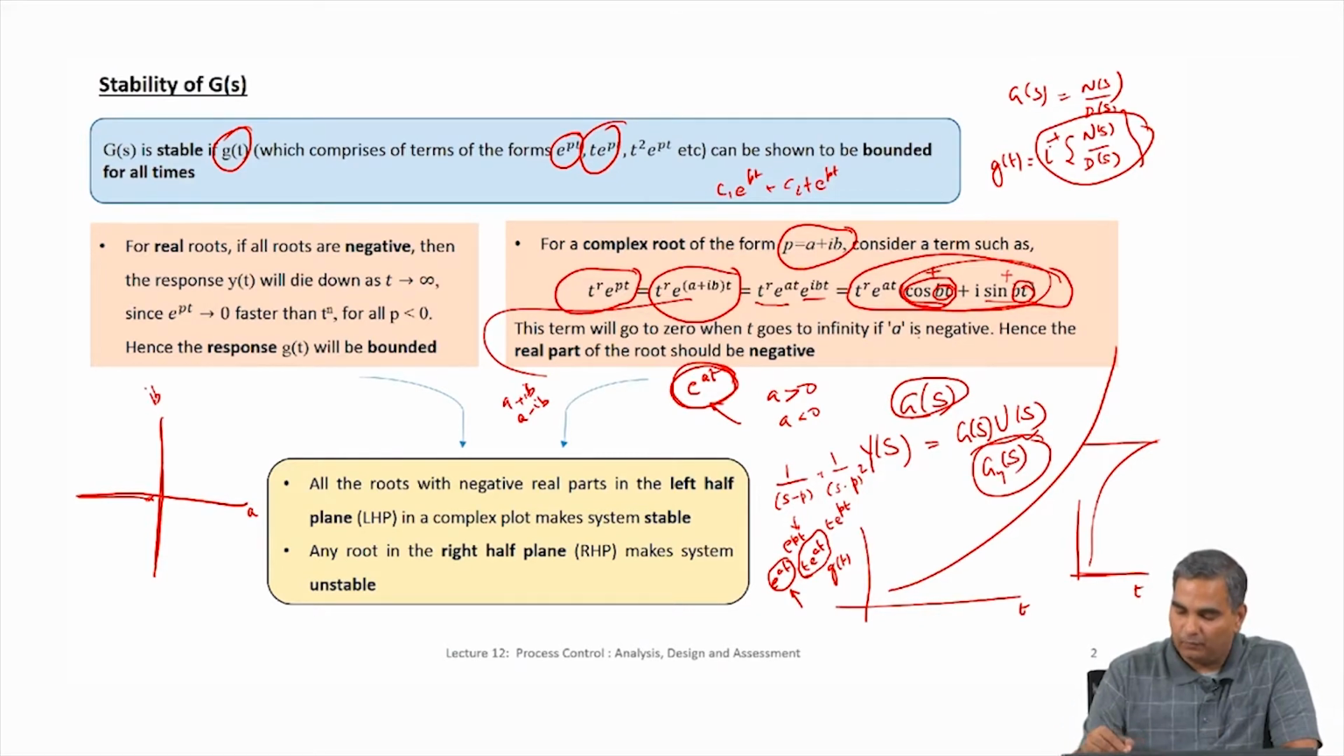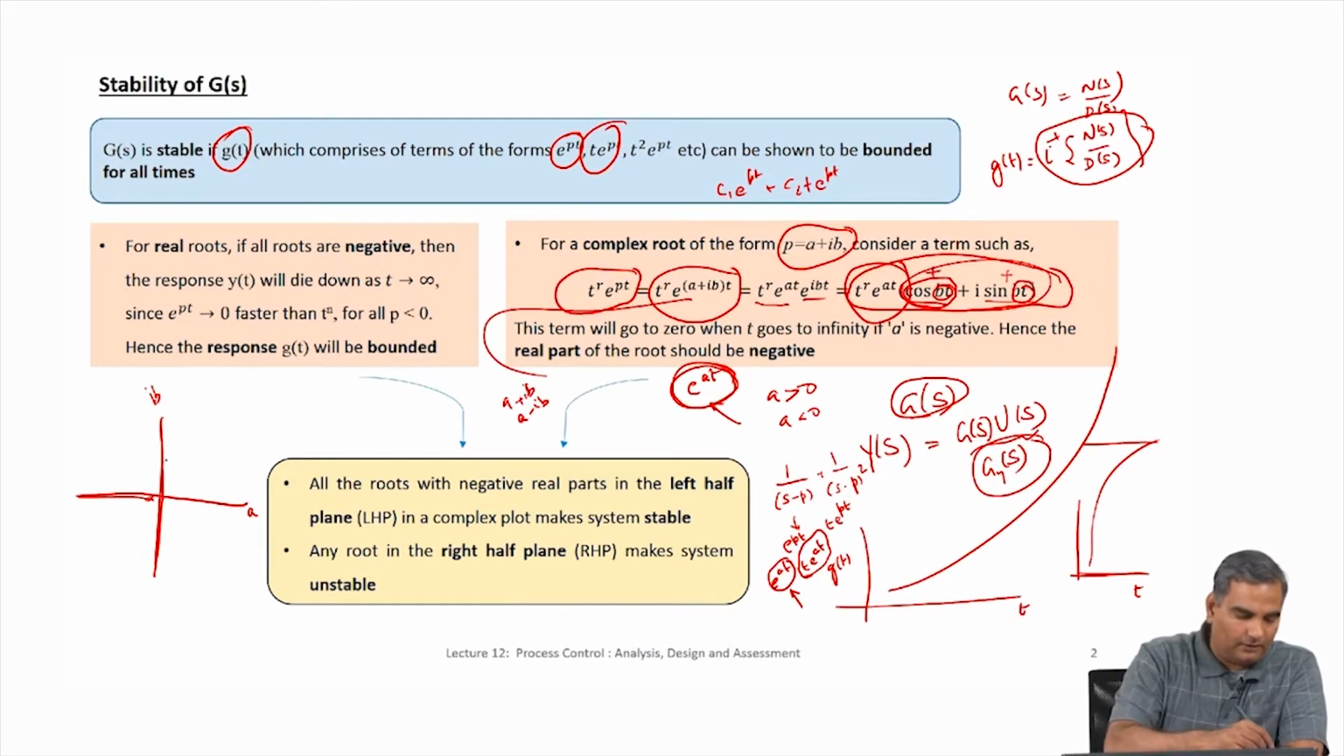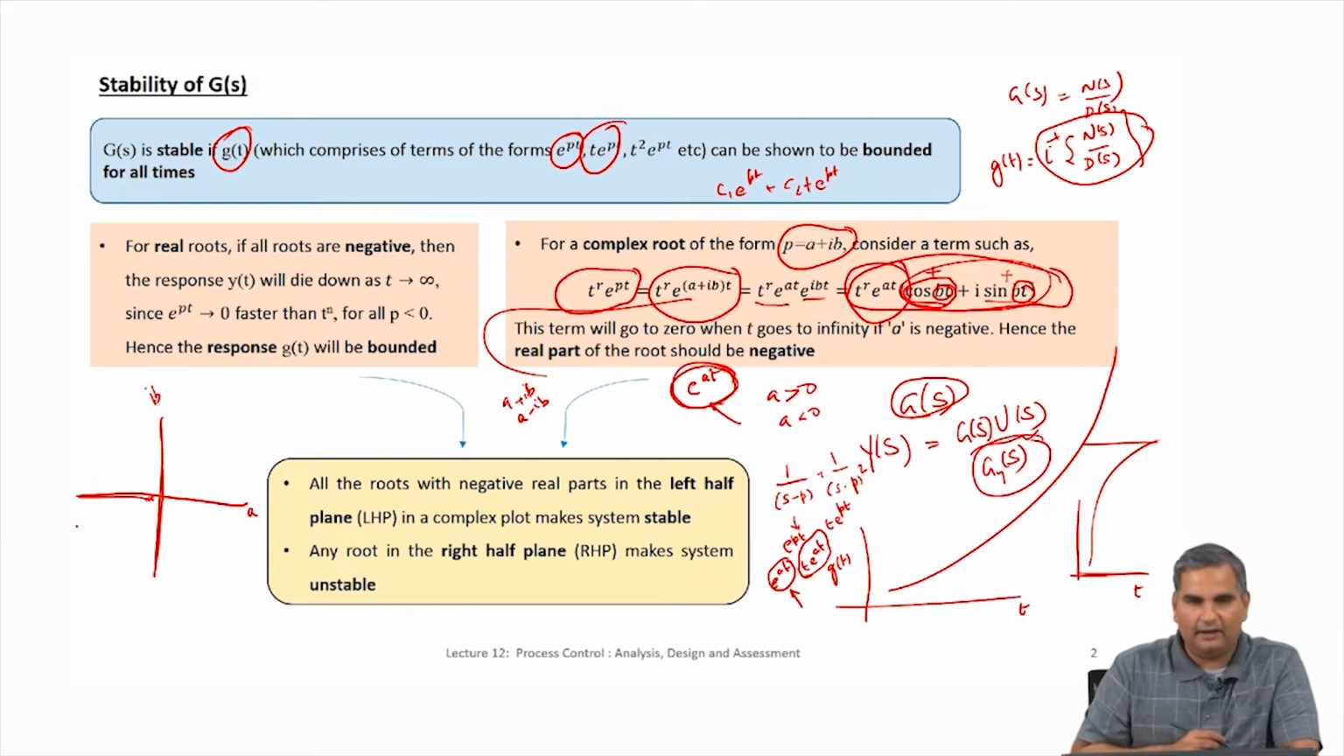So, really, whatever be the b, it does not matter. Irrespective of b, whether b is positive or negative, and whether t tends to infinity, it does not matter, because these two terms are going to be bounded. The stability of g of t depends only on this, and this is like the real root case that we have already talked about. As long as a is negative, this term will go to 0 as t tends to infinity. So, irrespective of b being positive or negative, any time you have a negative, you will get the system to be stable.